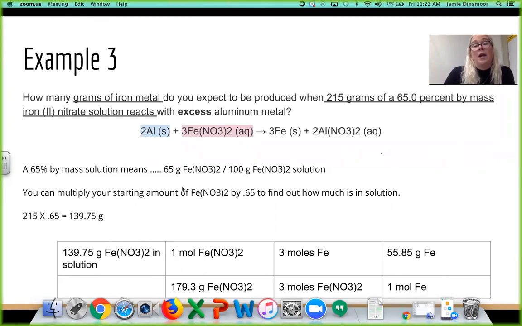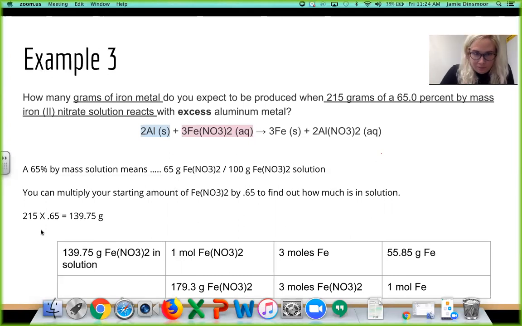So the easiest way for me, because the percents make sense to me pretty easily, is we can just take our starting value of the iron 2 nitrate, which they tell us is 215 grams, and multiply it by 0.65 to find out what 65% of that is. Because again, that means that 139.75 grams is the amount that's actually dissolved in the solution.